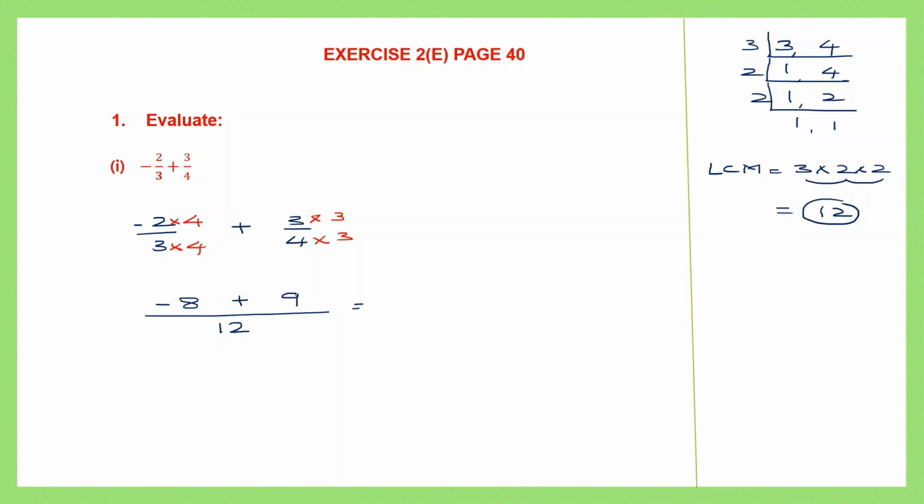Signs are different, so we have to put the sign of the bigger number, plus and subtract. So 9 minus 8. 9 minus 8 is 1 and the denominator is 12. So what is our final answer? Our final answer here is 1 by 12.